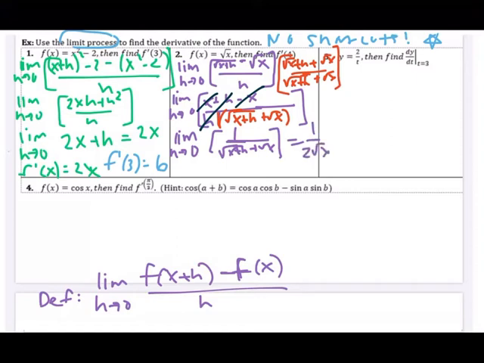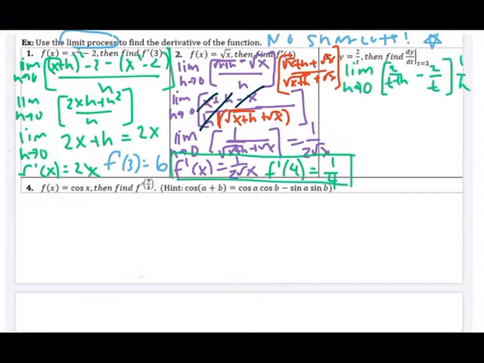As h approaches 0, remember x is not approaching 0, just h. That's going to leave me with 1 over 2 times the square root of x, so there's my derivative, f prime of x is 1 over 2 root x. If I'm evaluating that at x equals 4 to find f prime of 4, the square root of 4 is 2, so that's going to give me 1 over 4.